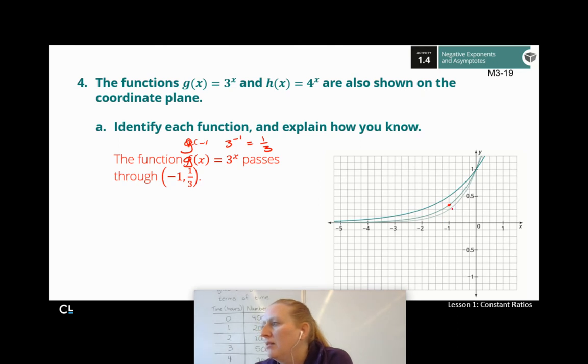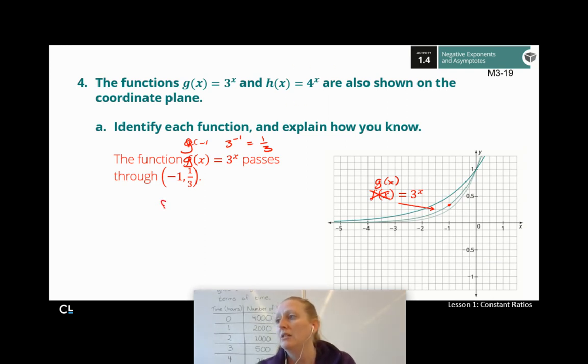Yeah. So it looks like this middle line is going to be our g of x. Sorry, that's an F. I should say g of x. My bad. So it looks like that middle line there is going to be our g of x, 3 to the x power. And I'll do the same thing here for 4 to the x power.